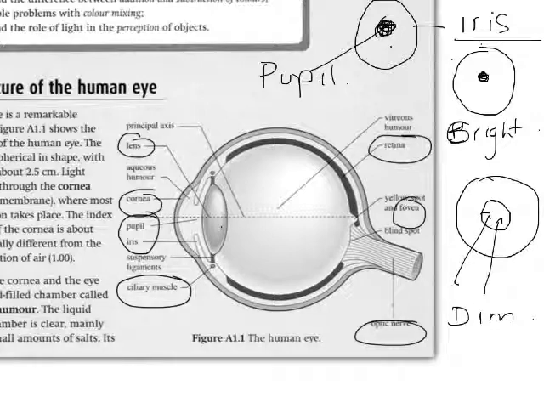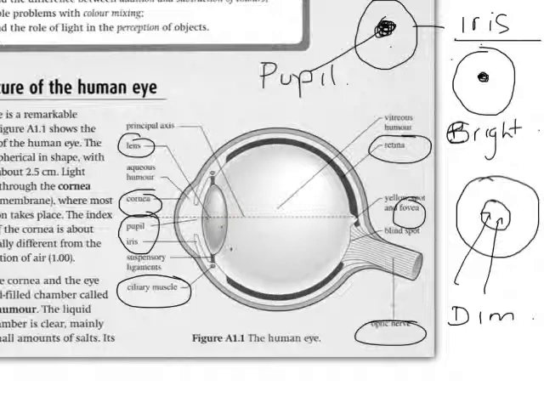The lens focuses light, and we'll have a little look at that in class over the next few days. As light comes in, the light must focus through the lens, and depending on where the object is, the lens must actually change in size. How does it change in size? With the action of the ciliary muscles. These will basically contract and relax to change the size of the lens thickness.